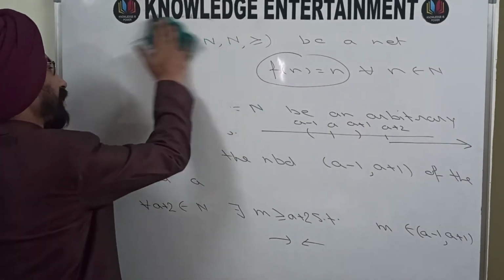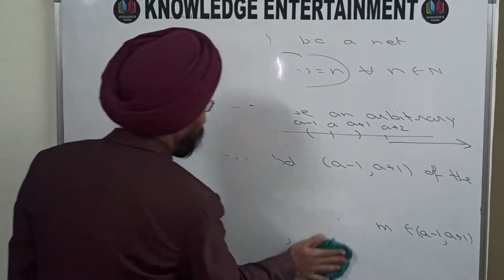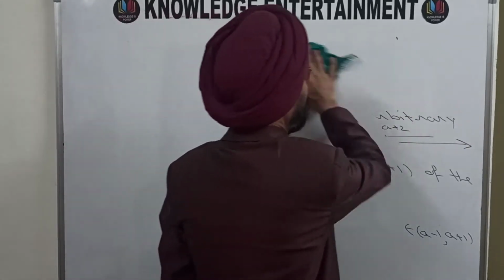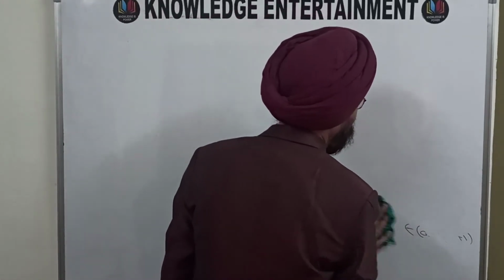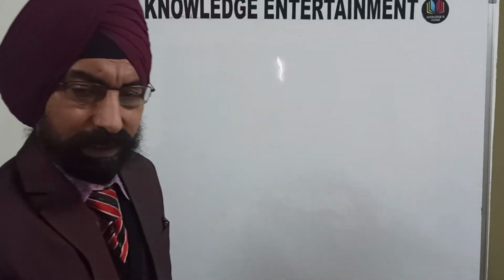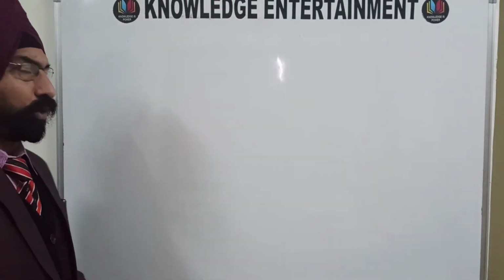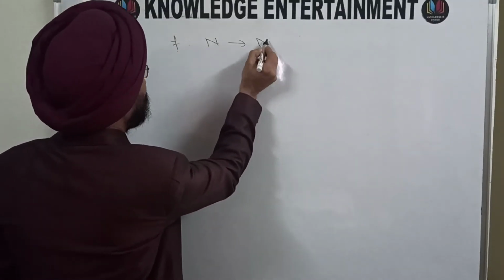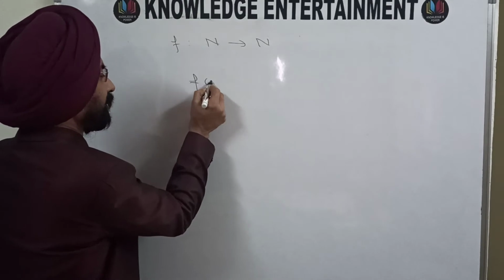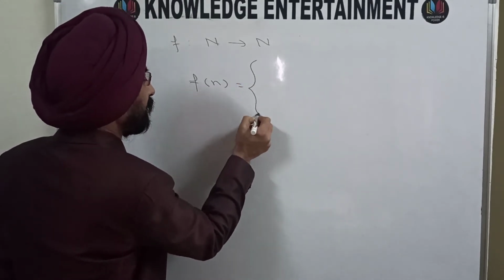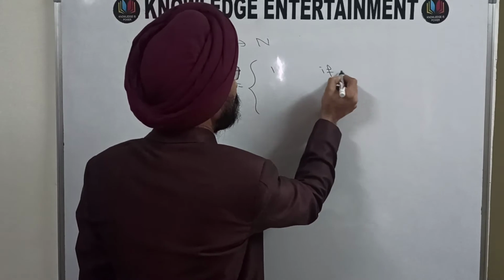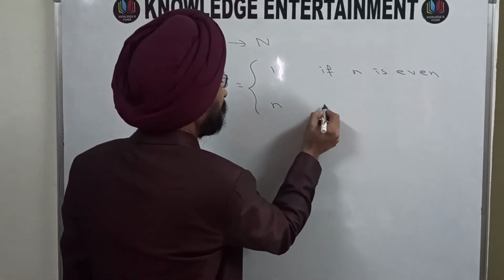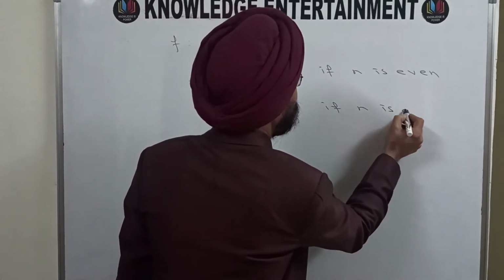Let us have another example. I can give an example with 2 cluster points, I can give an example with 3 cluster points. So let us have an example with 1 cluster point. Define this net f from N to N as f of n is 1 if n is even, and n if n is odd.